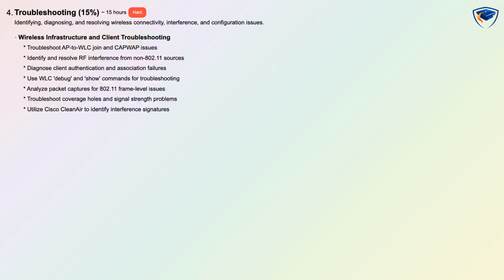Moving on to the configuring client connectivity domain, which also makes up 16% of the total exam, we'll explore establishing secure client access through SSIDs, security protocols, and authentication methods. This domain teaches you how to configure WLANs with various security types, implement 802.1x authentication, configure EAP methods, and utilize WebAuth for guest access and custom login pages.